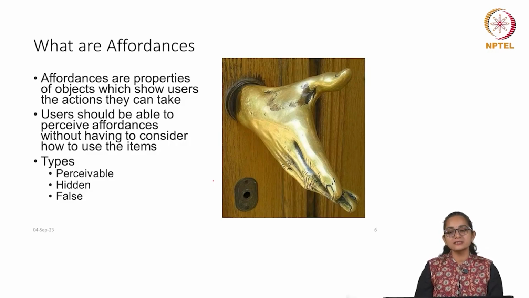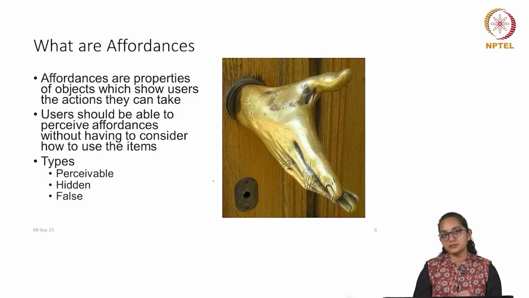Hidden affordances are those where there is an affordance, there is a cue, but it is not perceivable directly, it is not perceivable without any effort, it is not perceivable just by itself, right. So, it may be hidden. We will take some examples of hidden as well.